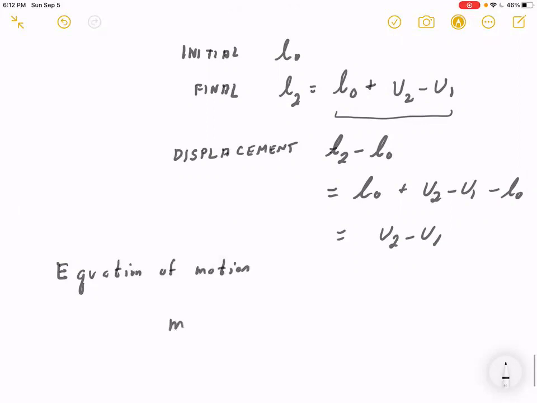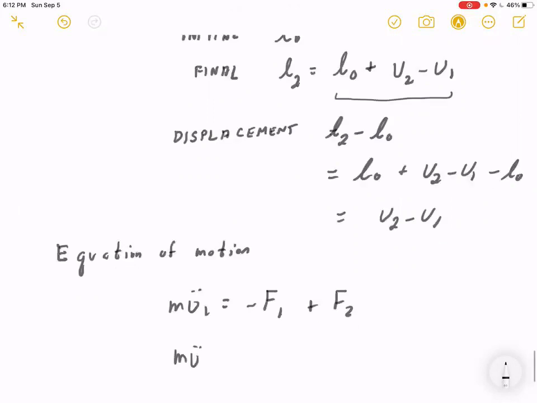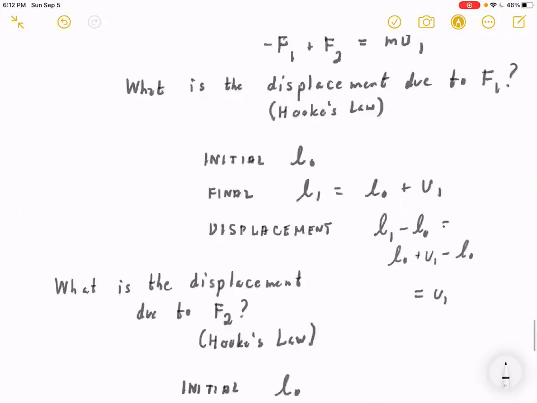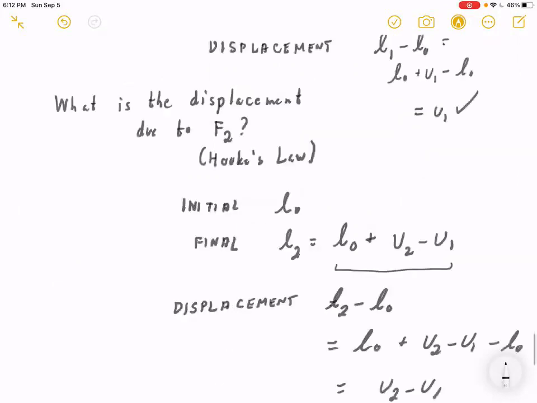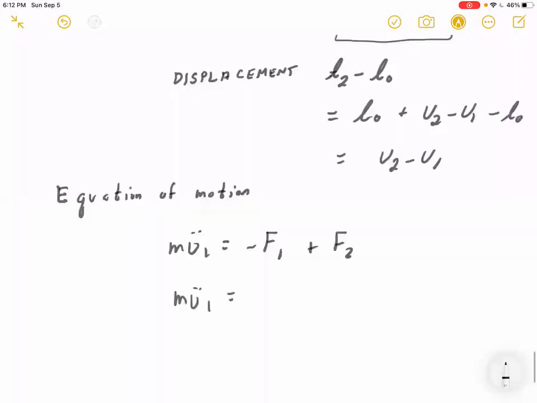It is mass times acceleration, and that's going to equal minus F sub 1 plus F sub 2. F sub 1, remember, is just simply U sub 1 times K times a minus sign. So the magnitude of F sub 1 is just K U sub 1. F sub 2 is just K times U sub 2 minus U sub 1.